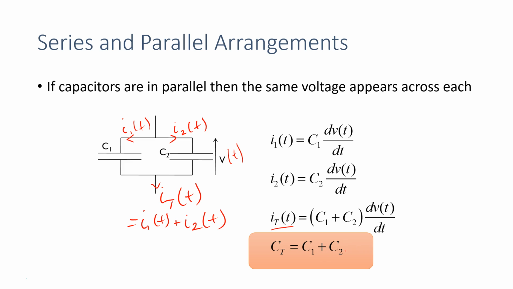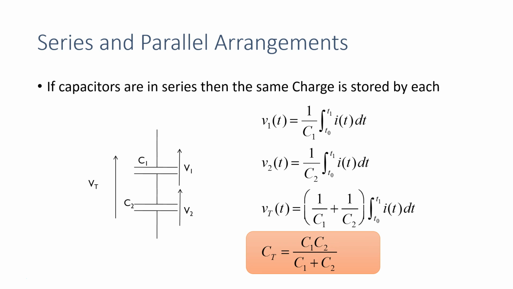Now remember, for resistors, this was the case: RT is equal to R1 plus R2 when the resistors were in series. Here, when the capacitors are in parallel, the total capacitance is the sum of the individual capacitances.